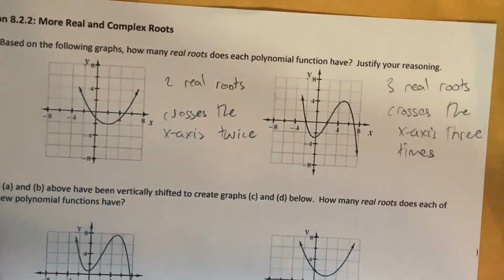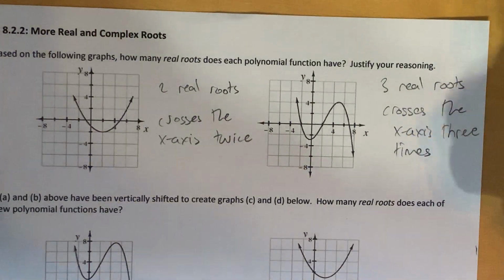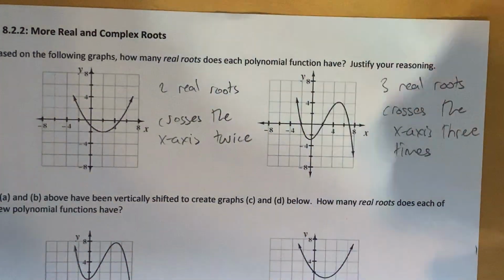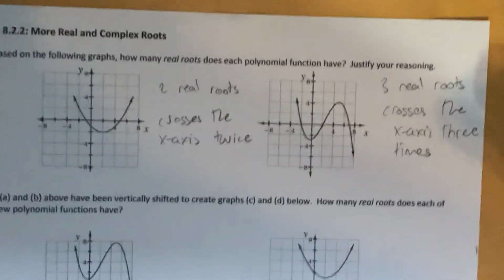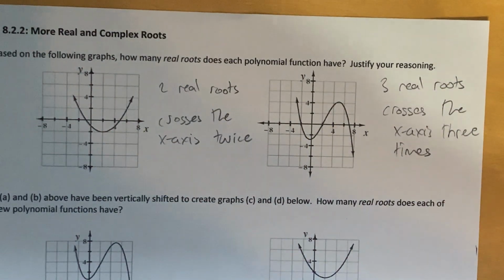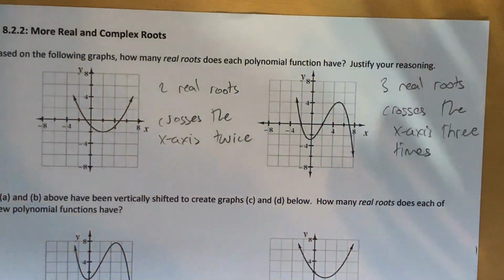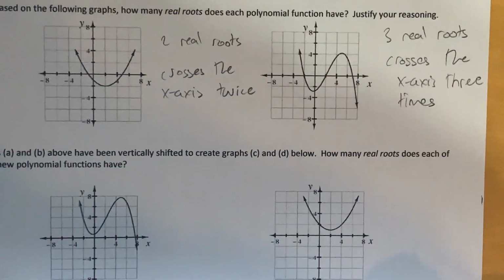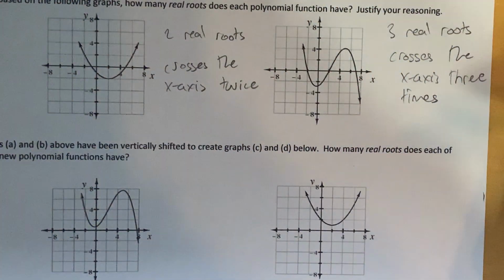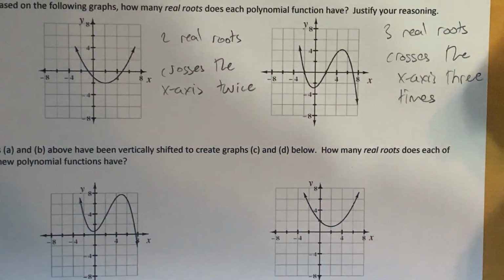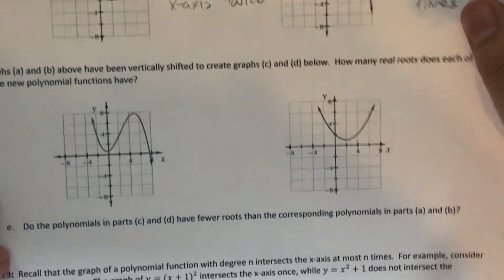So, real roots are only possible if it crosses the x-axis. If it doesn't even touch the x-axis, you don't have a real root. You don't have any if the function doesn't cross or touch the x-axis. Hopefully that was understood in the last lesson. That's something I went over towards the beginning. Review that if you have any more questions. Let's do the second bit.